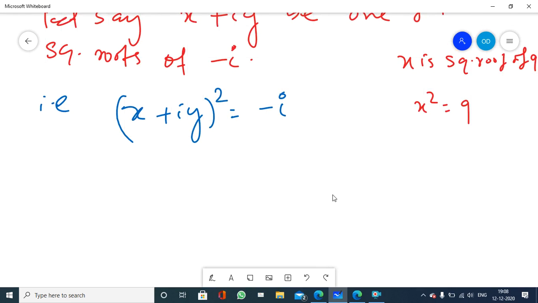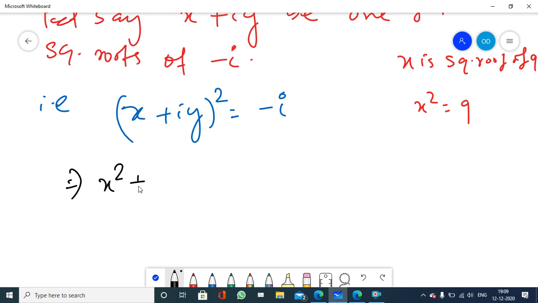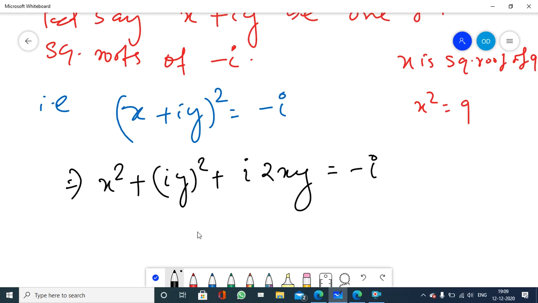Everybody getting it? So now just open the bracket. a plus b whole square. This is a, this is b. a plus b whole square is a square plus b square plus 2ab. So x square plus iy square plus 2ab means 2 into x into iy, means i into 2xy. Isn't it? 2 into x into iy. Is equal to minus i.